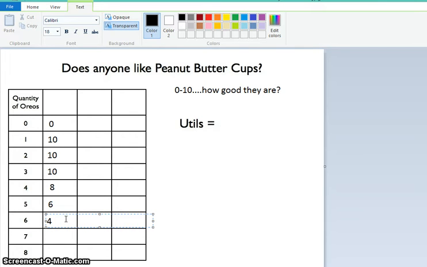Sutton, I don't even want to eat this anymore. He goes, I'll say he went to the 7. He's like, I'm at a 0. That gave me no happiness whatsoever. I wish I wouldn't have eaten that.